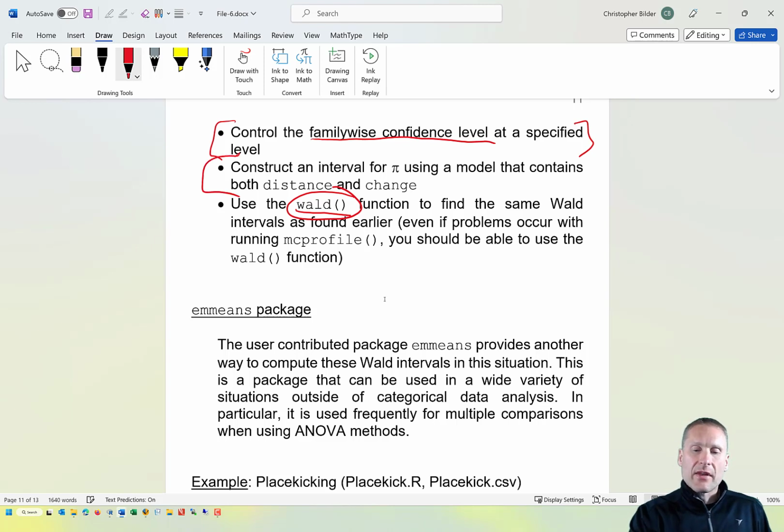And lastly, you could also use MC profile to find a confidence interval for the model that has both distance and change in it. The one difference that you're going to see from what we just had for distance is that the K matrix, instead of having 2 columns, now has a 3rd column to take into account change.